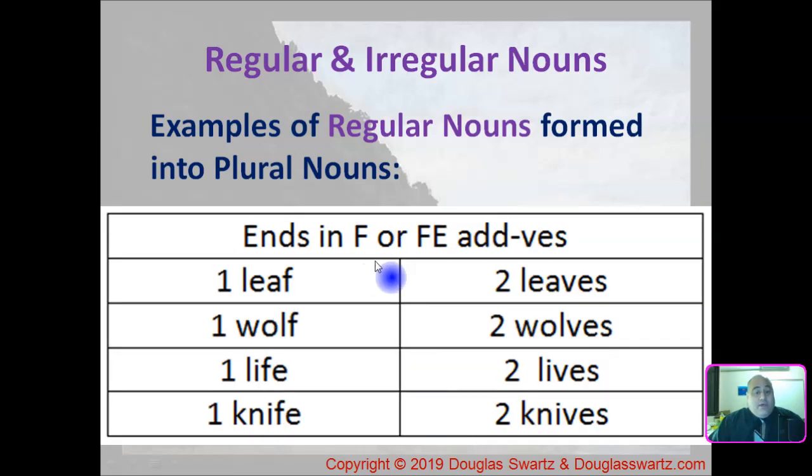Nouns that end with f or fe, we're going to add ves to get their plural form. 1 leaf, 2 leaves. 1 wolf, 2 wolves. 1 life, 2 lives. 1 knife, 2 knives.